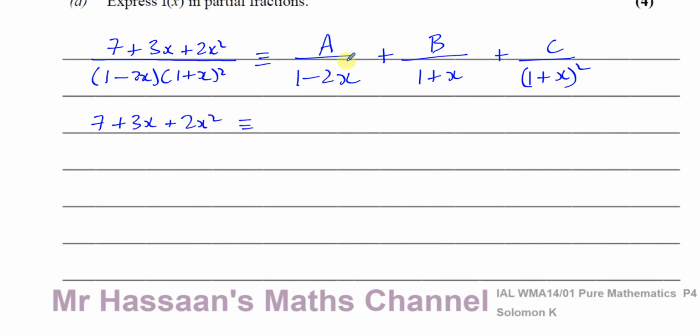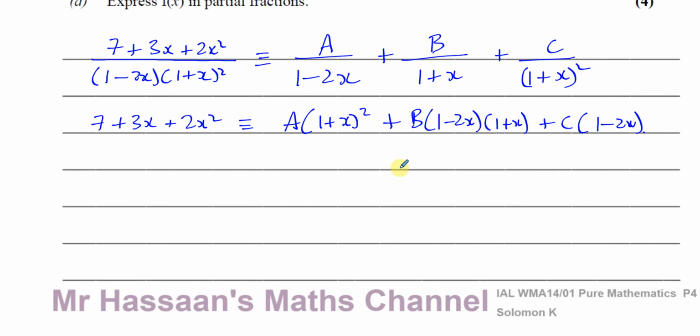And if I multiply this term by this product here, the 1 minus 2x will cancel, leaving me with a times 1 plus x squared. And if I multiply this term by all of this, one of the 1 plus x's will cancel, so I'll have b times 1 minus 2x times 1 plus x. And if I multiply the last term c by these two, then the 1 plus x squared will cancel, leaving you with c times 1 minus 2x. Now I've got rid of the fractions, and I can look at how to deal with solving this problem.